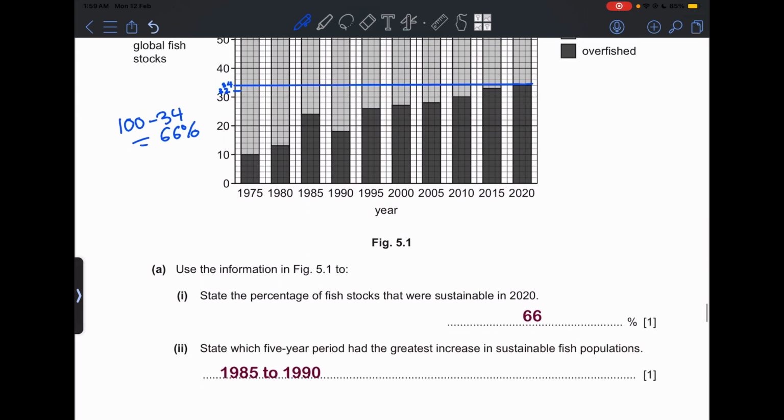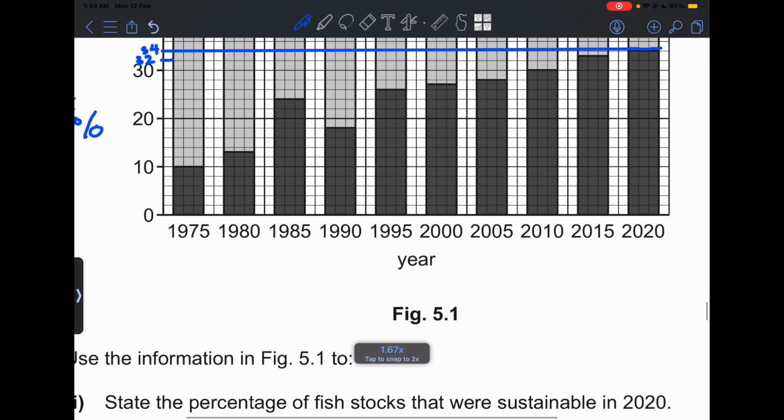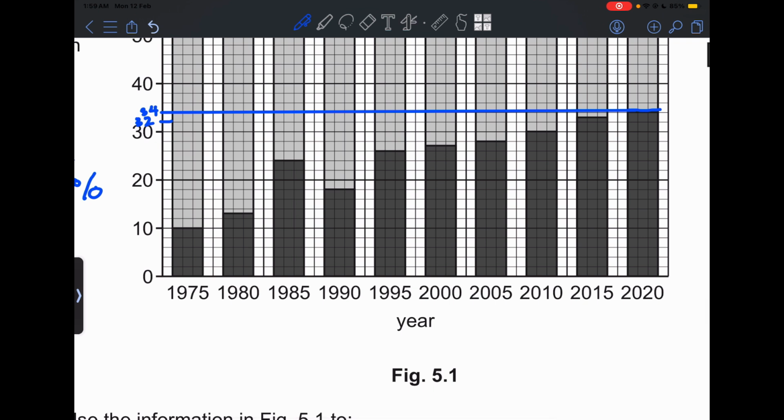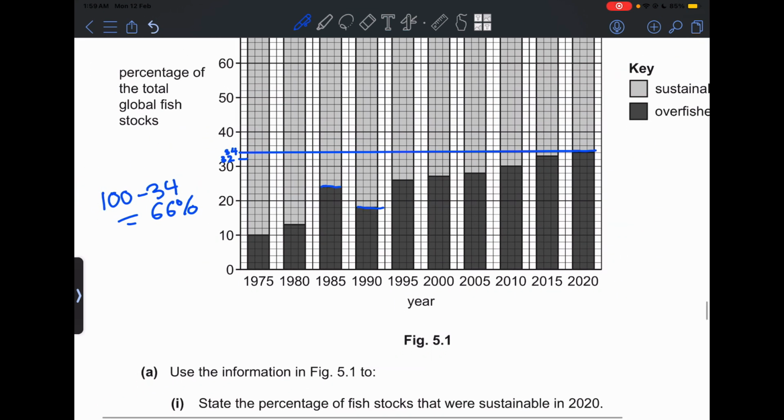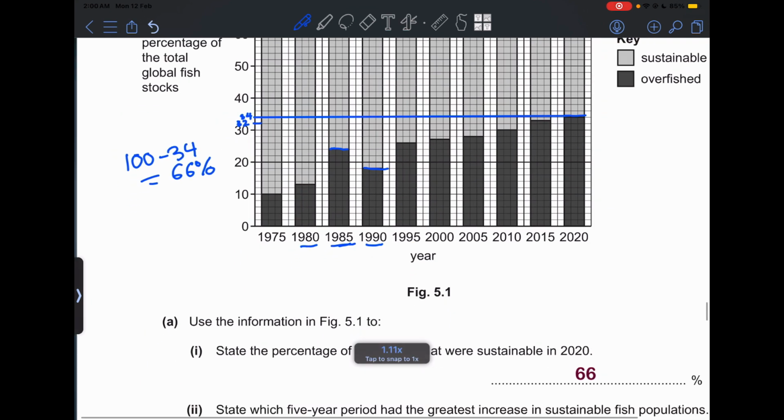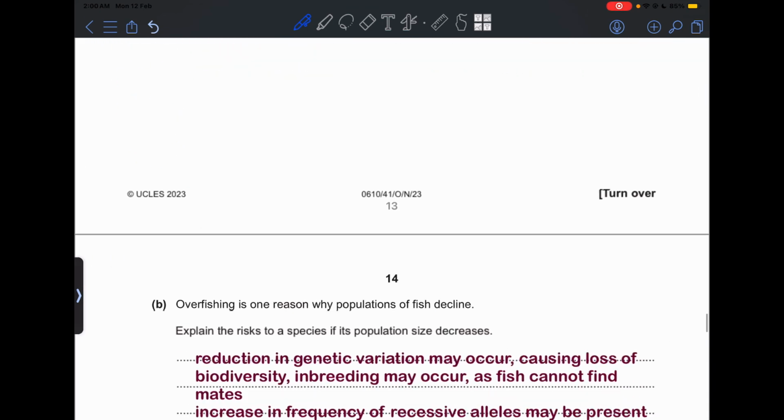Now state which 5-year period had the greatest increase in sustainable fish populations. This is actually from 1985 until 1990. Over here we can see that there's a big change. There's a huge decrease in the overfished. As we can see, from 1980 until 1985 there's a huge increase in the overfished, but we are looking for the decrease, which is from 1985 until 1990. And then it increased again afterwards in 1995 and so on. So this is the time period.